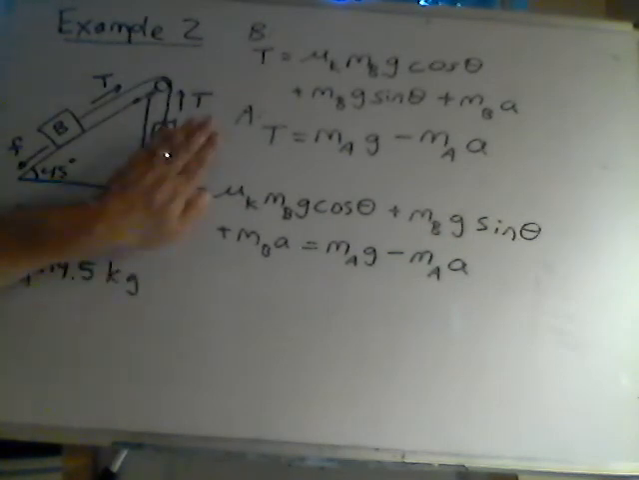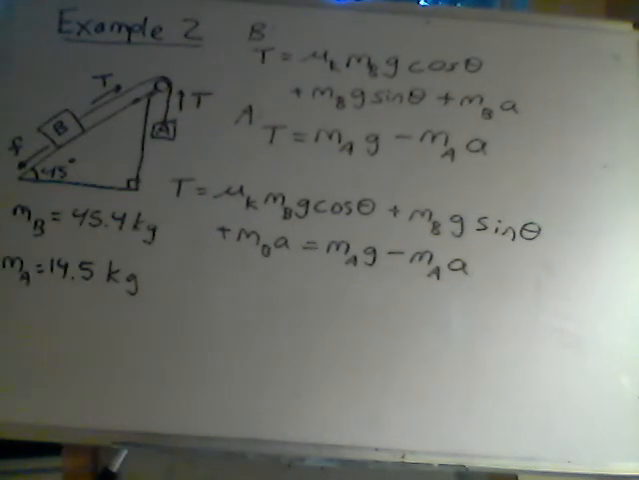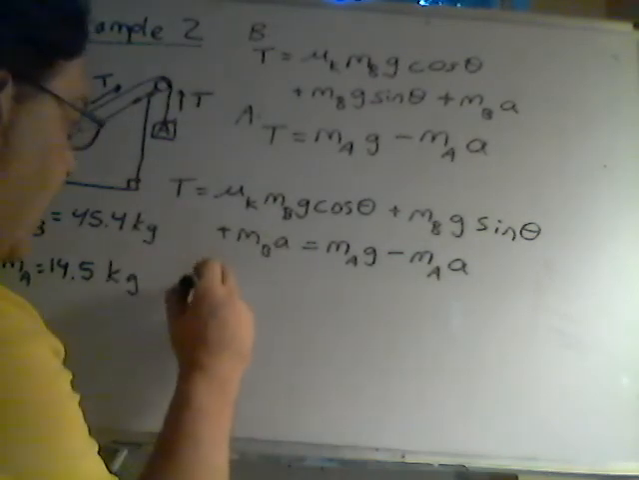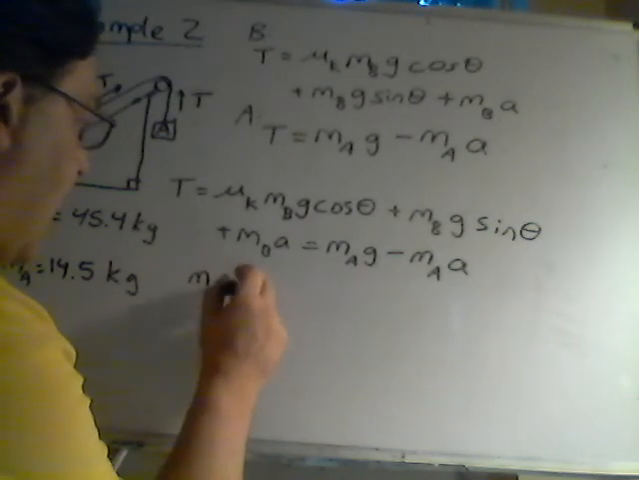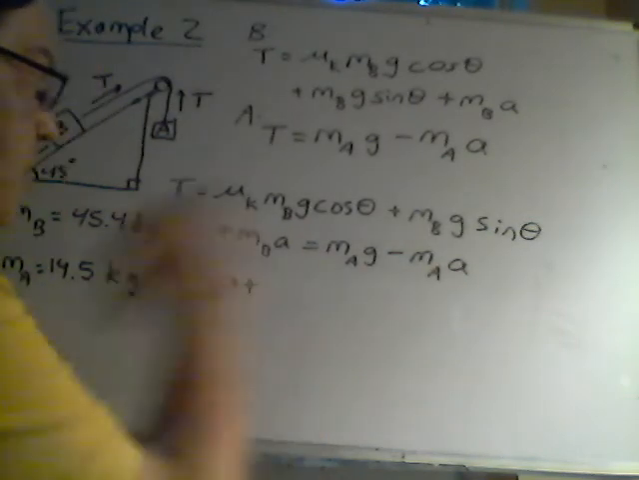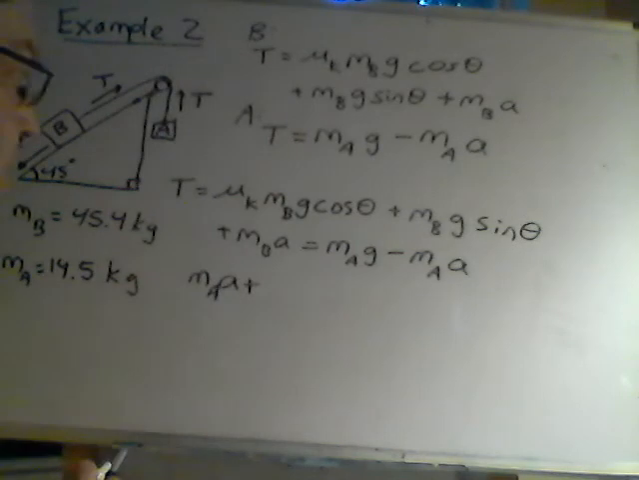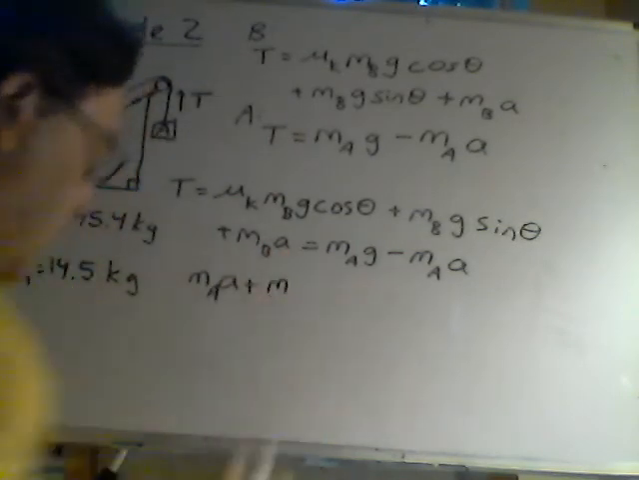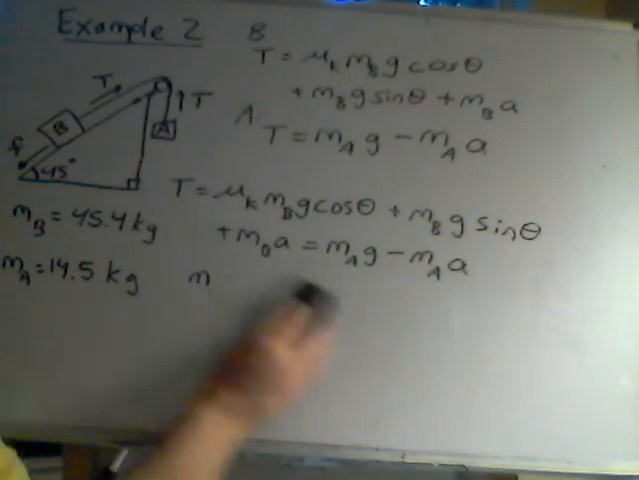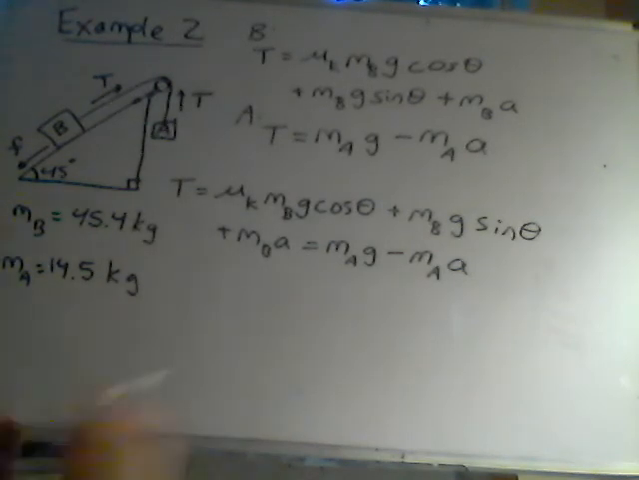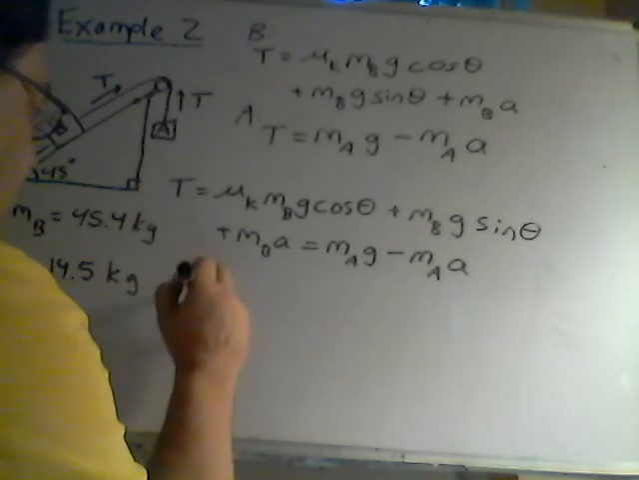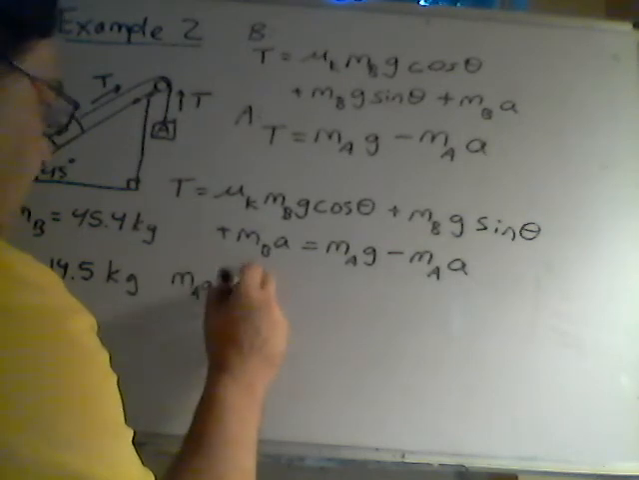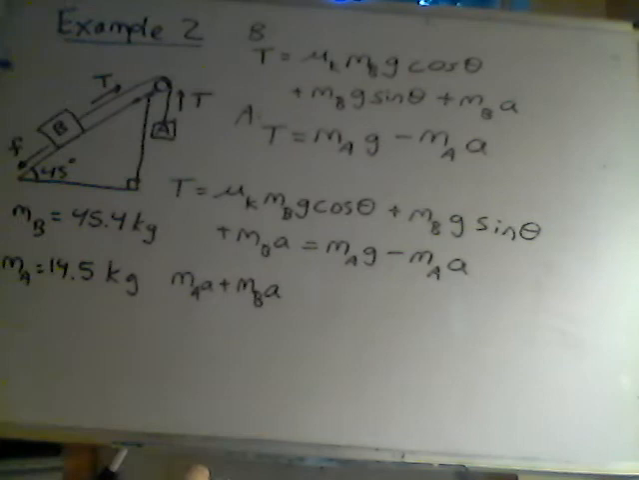So again, I have eliminated T. That's my equation. Now, with that said, I'm going to put all my A's on one side. So I have M sub A, A, plus I'm going to throw the M sub A, A on the other hand. M sub B, A is already on the other side. So M sub A, A, throw that on the other side, M sub A, A plus M sub B, A, okay?